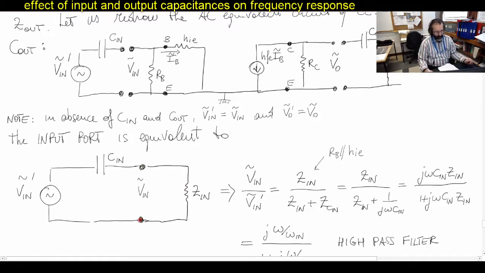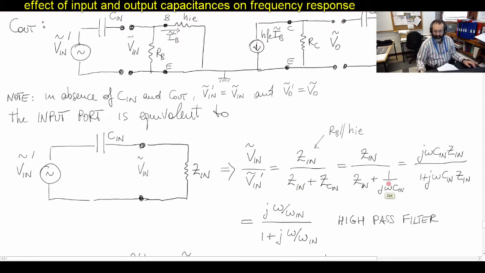So Z in, as we discussed today, the V in that we used in the simplified circuit without C in was taken at this point. And so effectively the relation between this V in prime and V in is represented here, the voltage divider between Z in and the impedance of C in. And that's what I'm doing here, as you can see, Z in over Z in plus Z C in. And by writing things more explicitly, remember that Z in is effectively this parallel of two resistors.